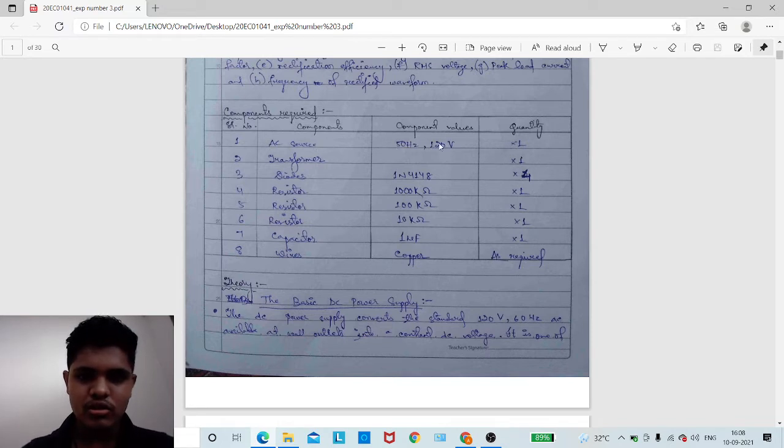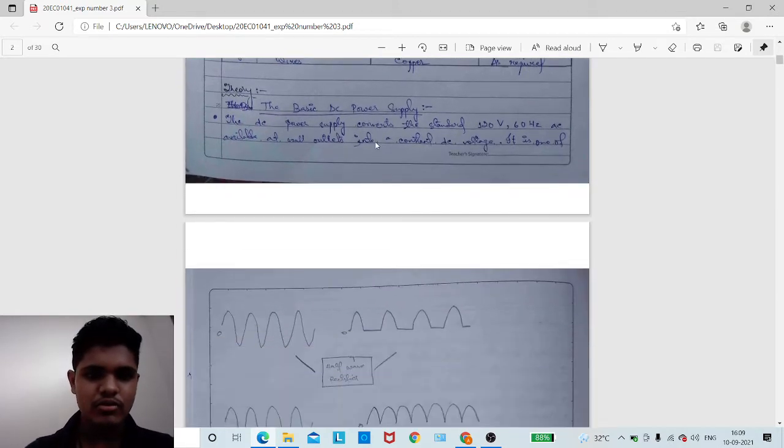The AC source of 50 Hz and 120 volt, transformer, diodes that will be 1N4148, 4 in quantity, and resistors of 1000 kilo ohm, 100 kilo ohm, 10 kilo ohm, and a capacitor of 1 microfarad, and copper wire as required.